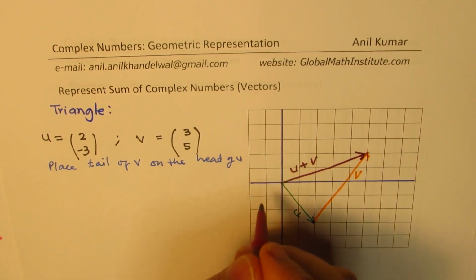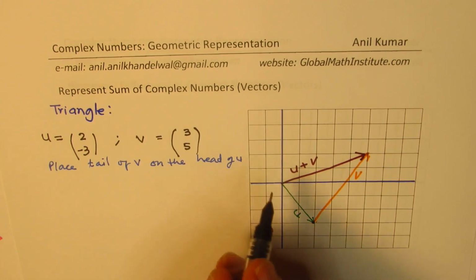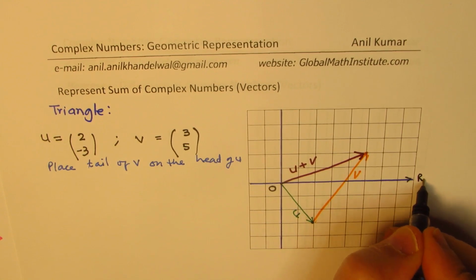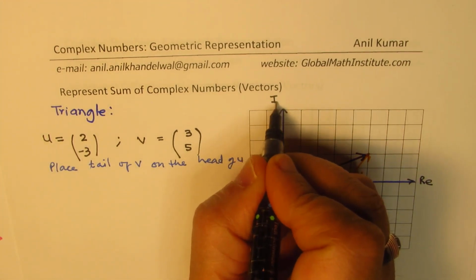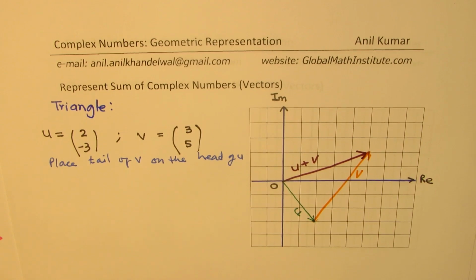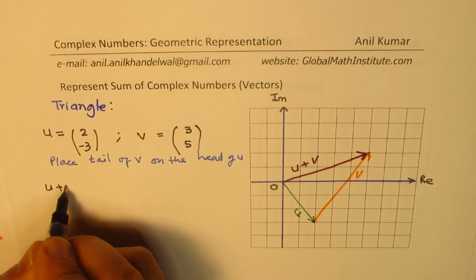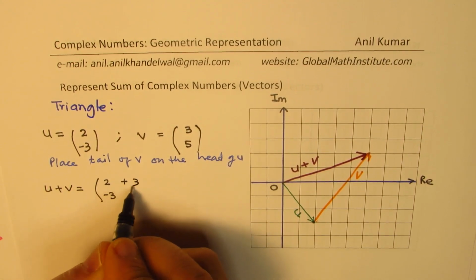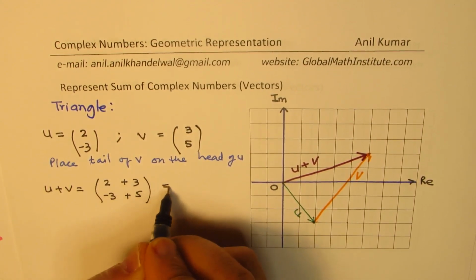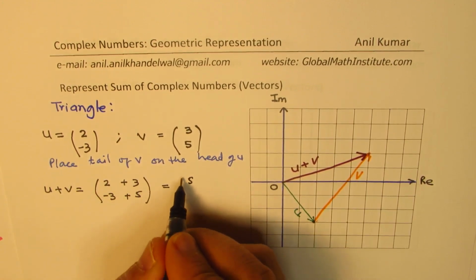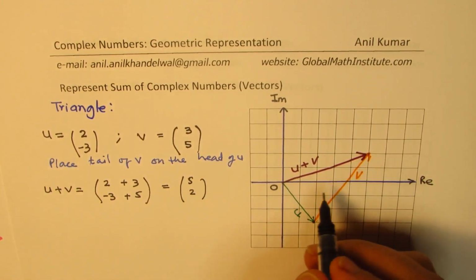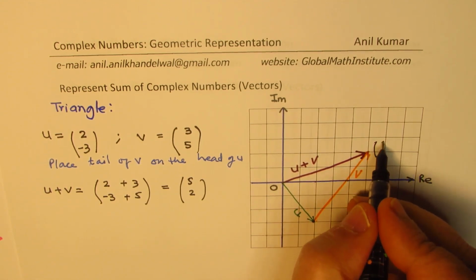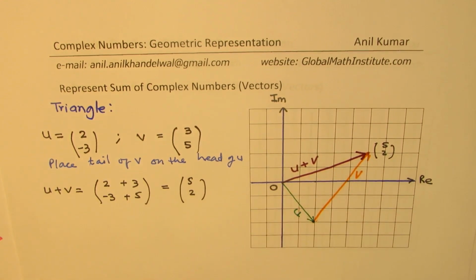Is that clear to you? This is from the origin O. This is our real axis, and that's the imaginary axis of our complex plane. You can also see that u plus v will be 2 minus 3 plus 3, 5, which is 2 plus 3 is 5, and this is 2. So you can note here 1, 2, 3, 4, 5, 2, right? So this vector is indeed 5, 2. Is that clear to you?